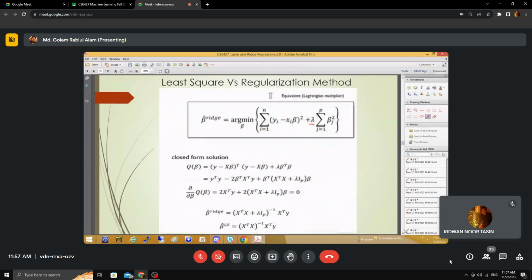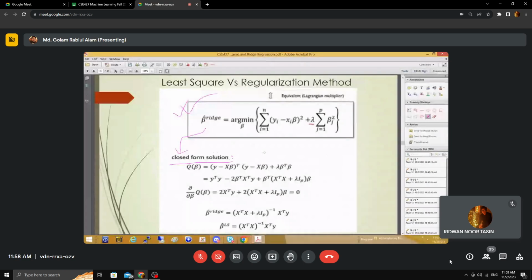Okay, and now how can we solve this problem? We have this optimization problem, so how can we solve it? For the solution, we need to find the closed form solution. We can see that this is the closed form solution. This is also an optimization theoretic approach.